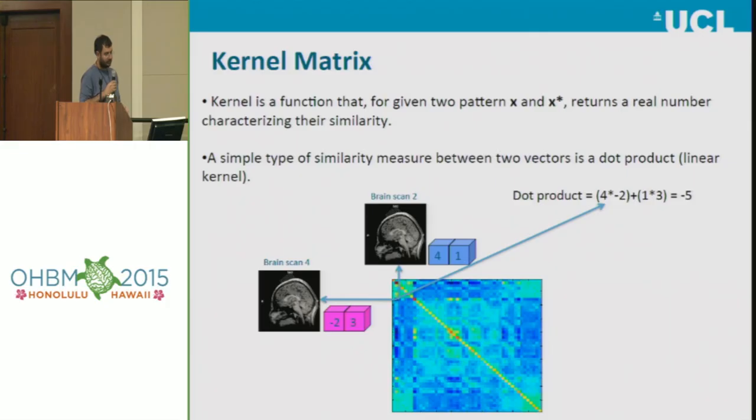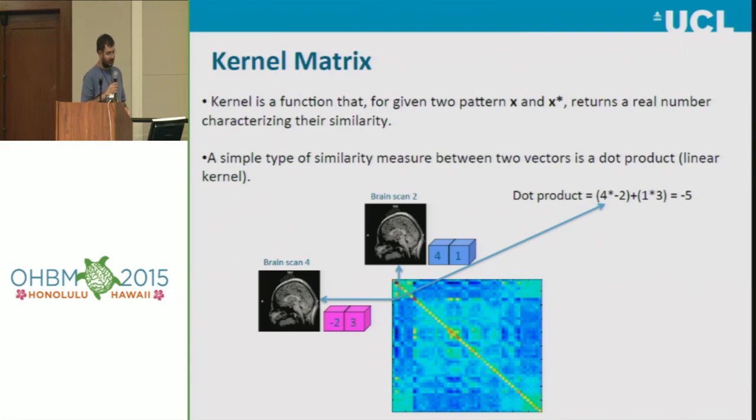So firstly, describe the kernel matrix. A kernel is a function that, for two patterns, so for us this will be 2 brain scans, returns a real number characterizing their similarity. There are actually many different choices of kernel that you can use, but probably the simplest is to just take a dot product between the 2 feature vectors, and that would be what's known as a linear kernel.